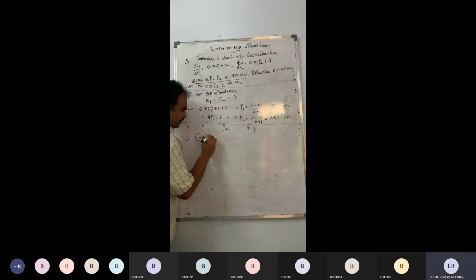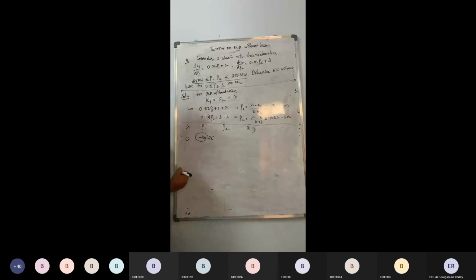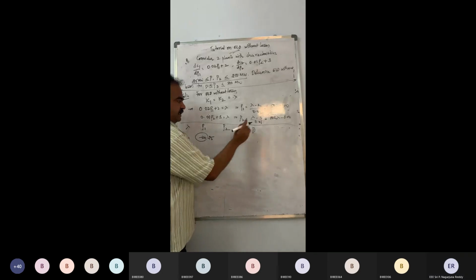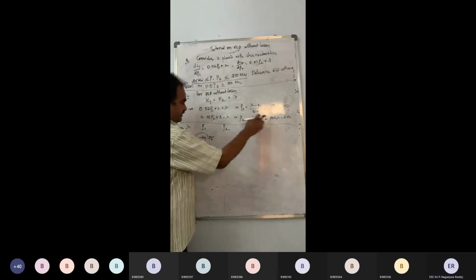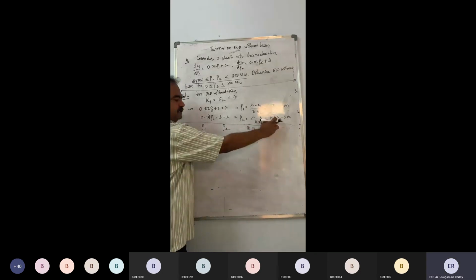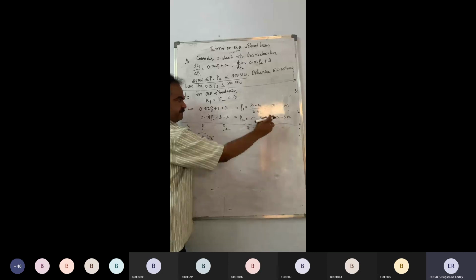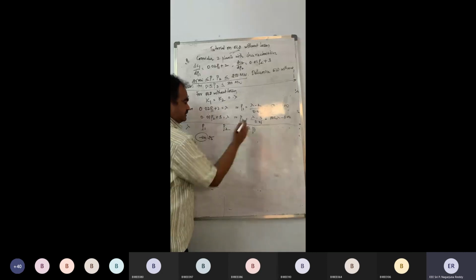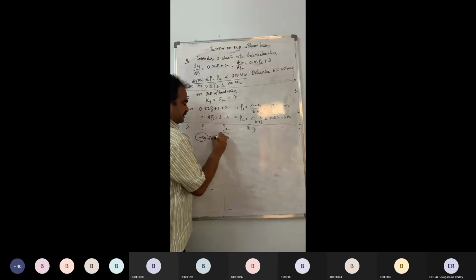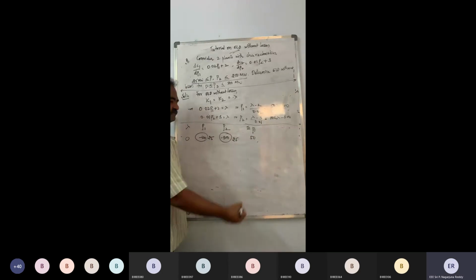So I will write it here as 25. If this constraint is not given, we are supposed to mark it as 0. But since there is a constraint that minimum generation must be 25, I am keeping it as 25. And P2 is also, if I keep lambda as 0, 0 minus 300, minus 300. Again, minimum value 25. So my total generation is 50.